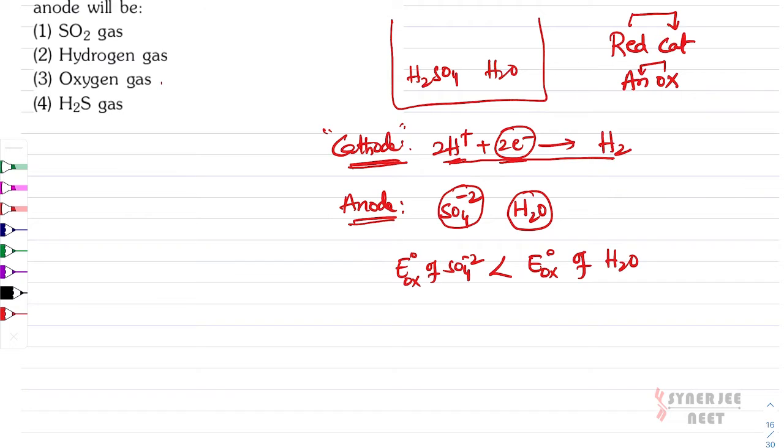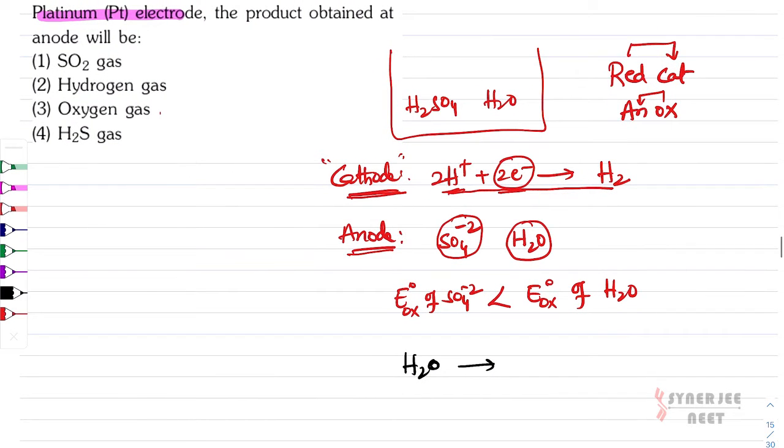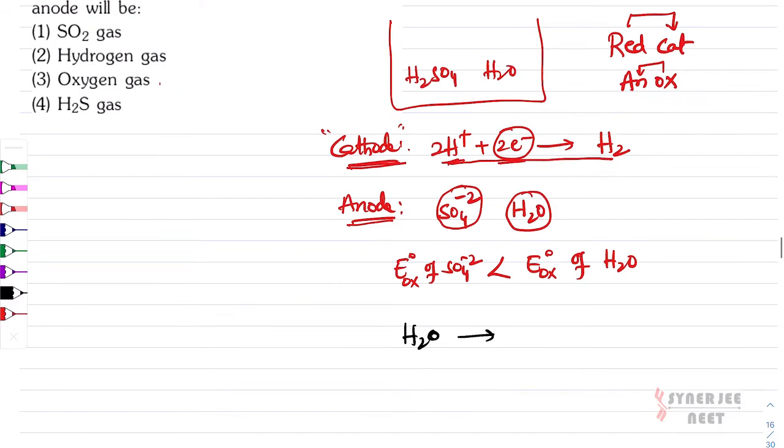Therefore, H2O will get oxidized, even if you electrolyze Na2SO4 also, at the anode H2O is getting oxidized. So whenever sulfate is there in water, remember, among sulfate and water, water has more potential to get oxidized. So H2O will be oxidized. Oxidation means losing of electrons. At the anode, oxidation, that is losing of electrons, takes place. It will then form O2, H plus and electrons.